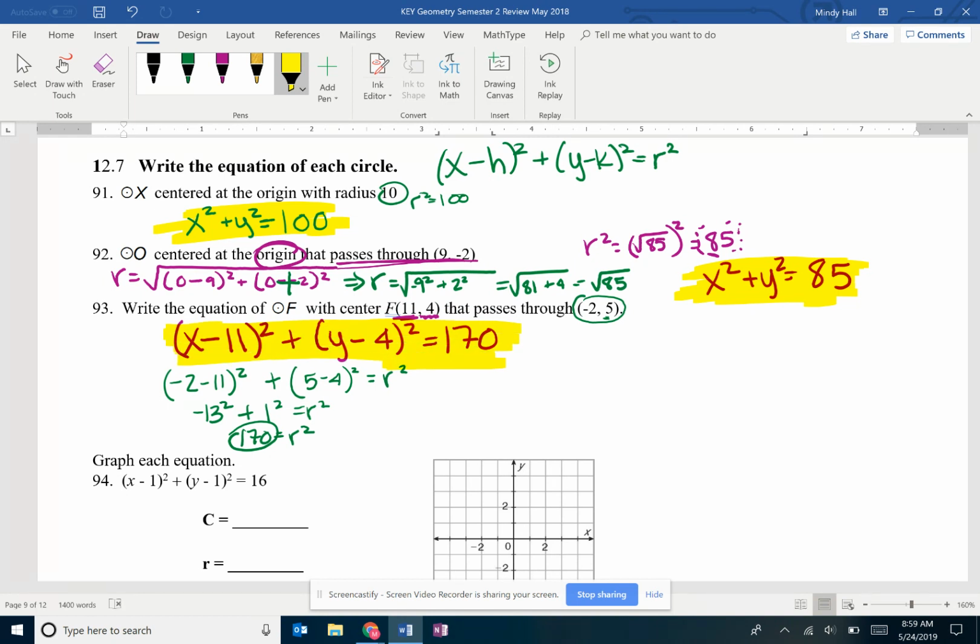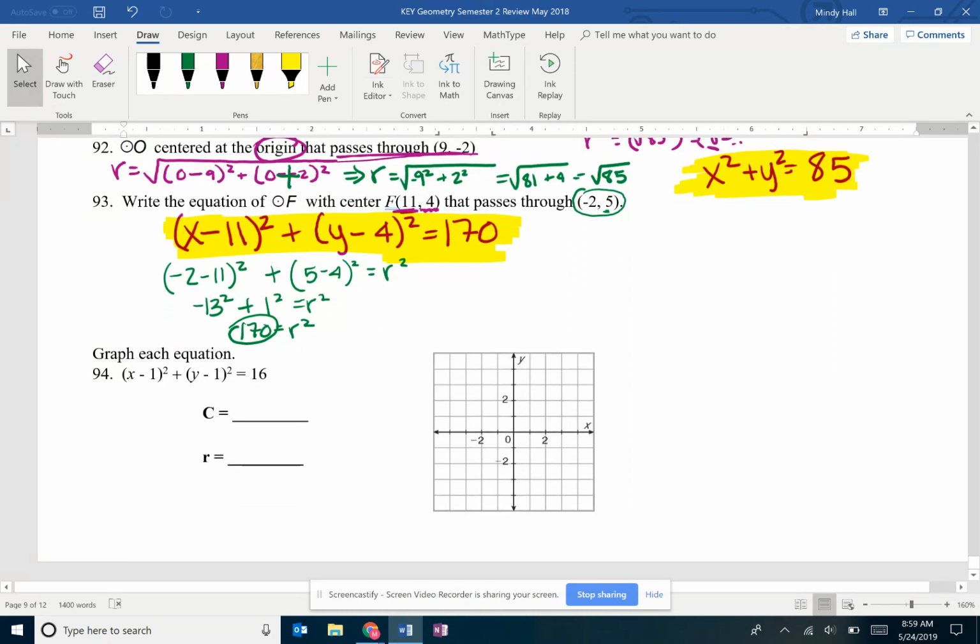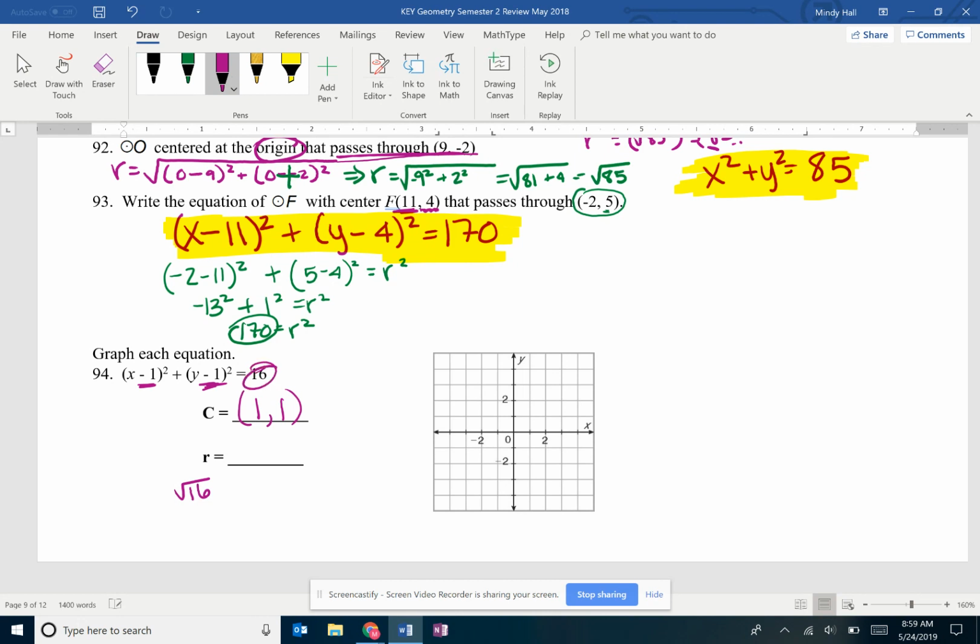Okay, so then, last but not least, 94, the final question on the review. Our center, again, is going to be opposite numbers. So my x value, even though it says minus 1, is positive 1. And then my y value, even though it says negative 1, is another positive 1. And then my radius is the square root of whatever number's here. So square root of 16, which is 4.